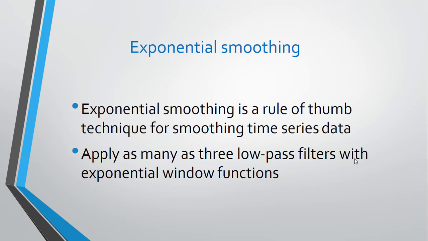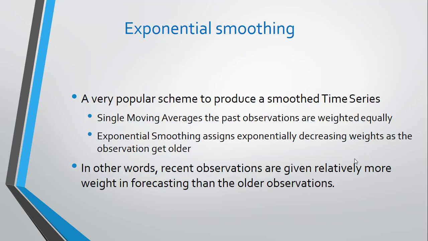Exponential smoothing. Exponential smoothing is a rule of thumb technique for smoothing time series data, and it applies an exponential window function as a low-pass filter. Okay? It's a very popular scheme to produce a smooth time series.